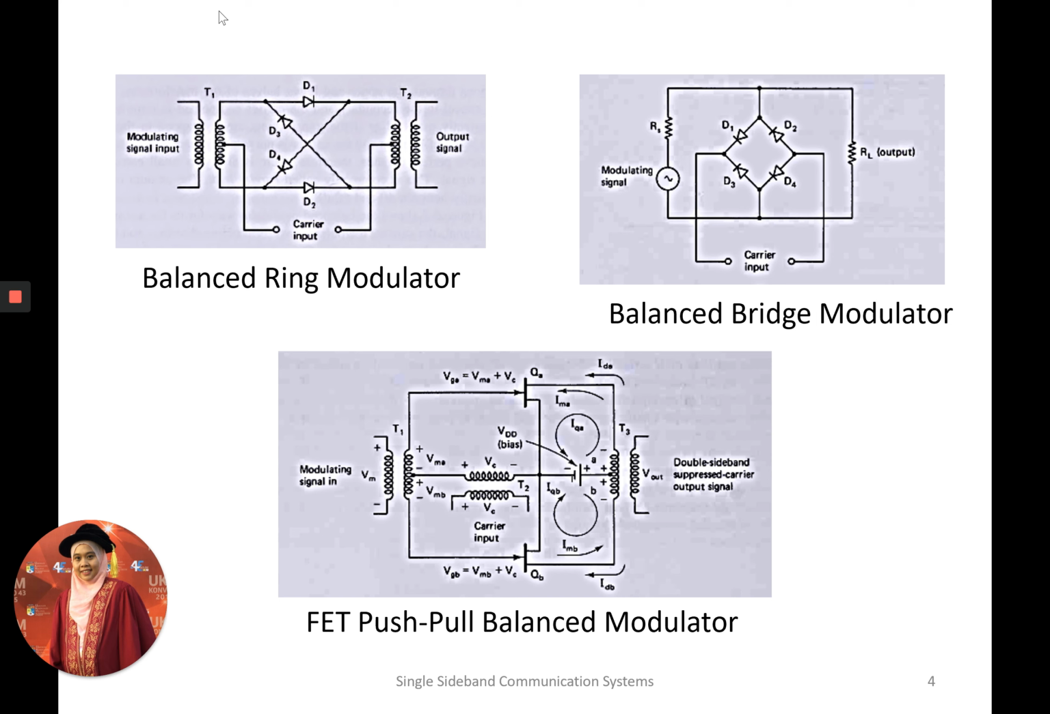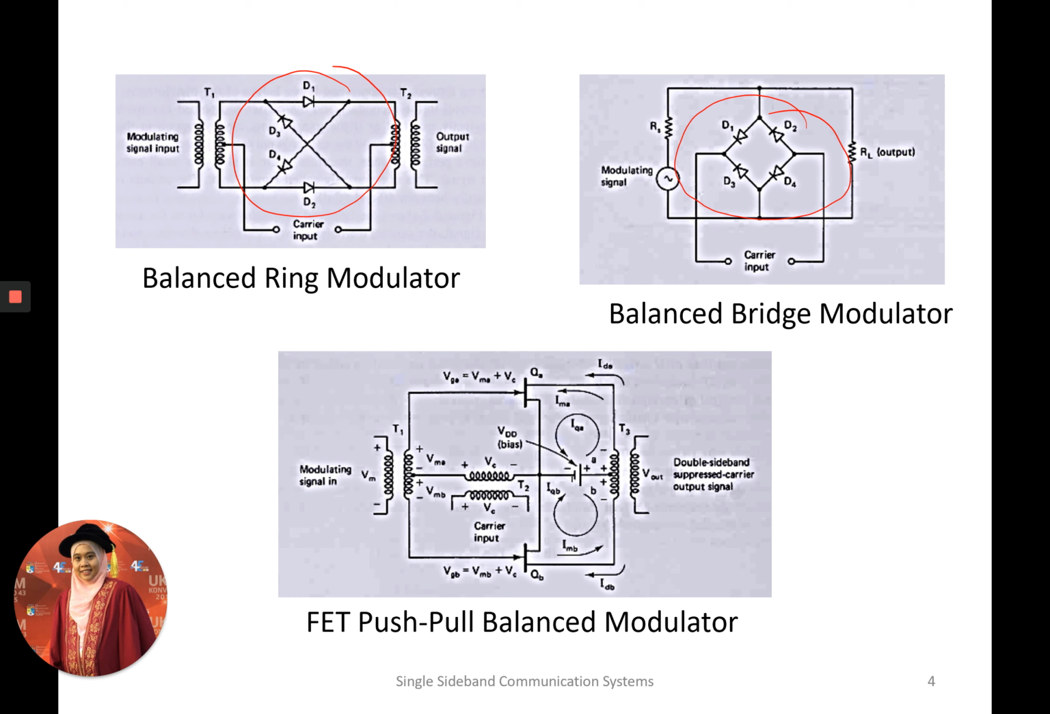So the balance ring modulator, if you see here, actually uses what we call a lattice structure. Okay, it's actually a cross on the parallel circuit, and it uses 4 diodes, where the diodes D3 and D4 will be in the lattice structure. For the balance bridge modulator, if you see, it's actually almost similar. It's just that the diodes are arranged in this kind of configuration, just like a bridge.